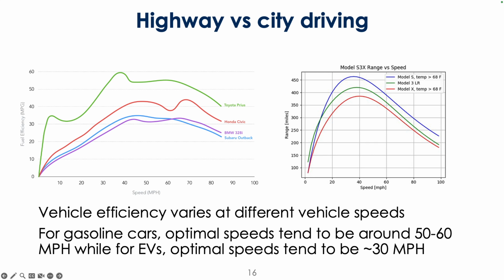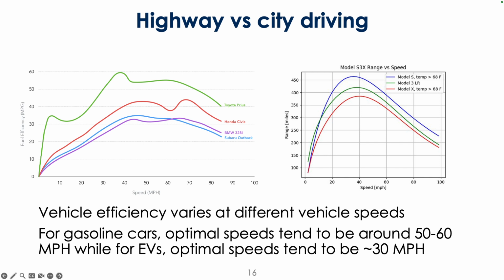So a vehicle's efficiency can vary at different vehicle speeds. And I mentioned this before, right? But that has to do with the operation of the actual drivetrain. For an engine, there's an optimal speed at which I can get the most bang for the buck out of my gasoline. And similarly, for electric vehicles, your motor can operate most efficiently at certain ranges of speeds as well.